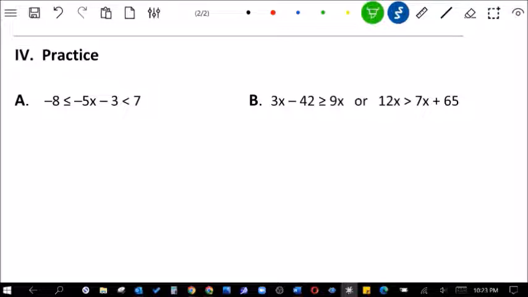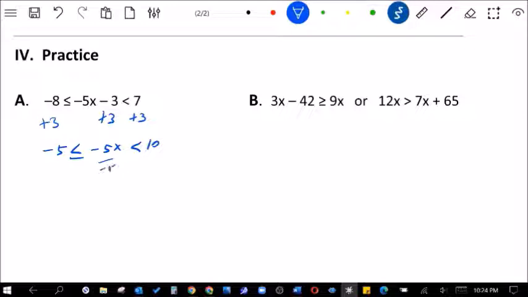let's do this. First, I'm going to do the +3, which means I'm going to do it for all three parts here. And that means I get -5 less than or equal to -5x less than 10. Well, I'm going to divide by the -5. So we get a 1 here. But because I'm dividing by a negative, I have to change around the inequality signs. So the negatives and 5's cancel. I get x, and I get greater than -2.